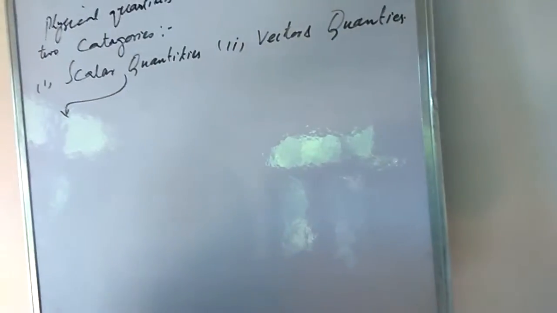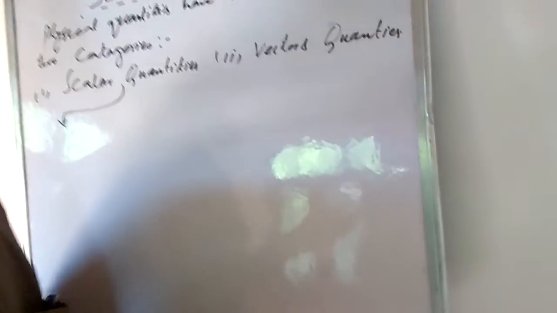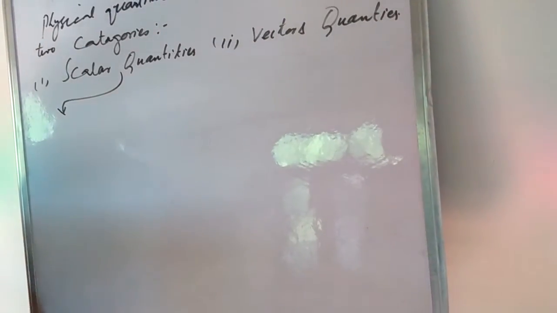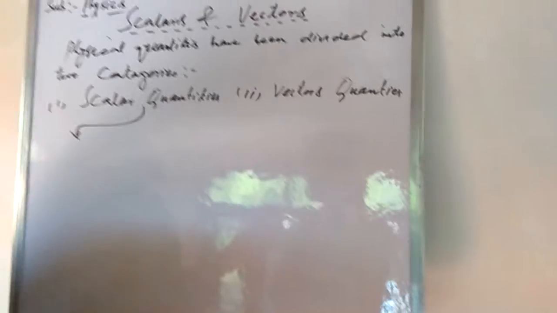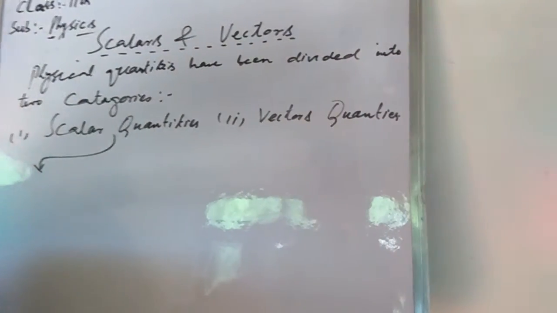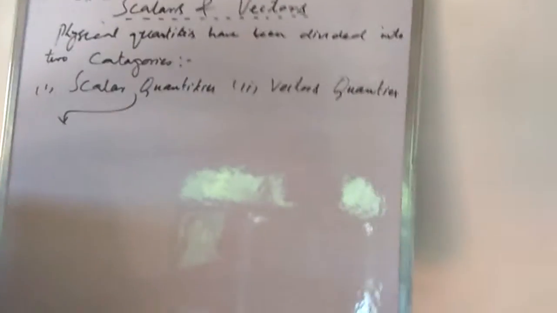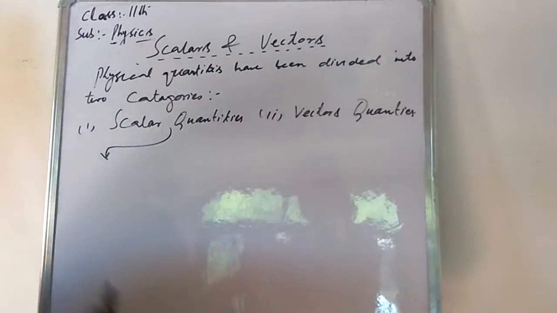Dear students, the physical quantities which are completely specified by their magnitude or size alone are called scalar quantities. For example, length, volume, mass, density, power, energy, electric current, etc. They are known as scalar quantities. Why? Because they have only magnitude or size and can be specified completely.